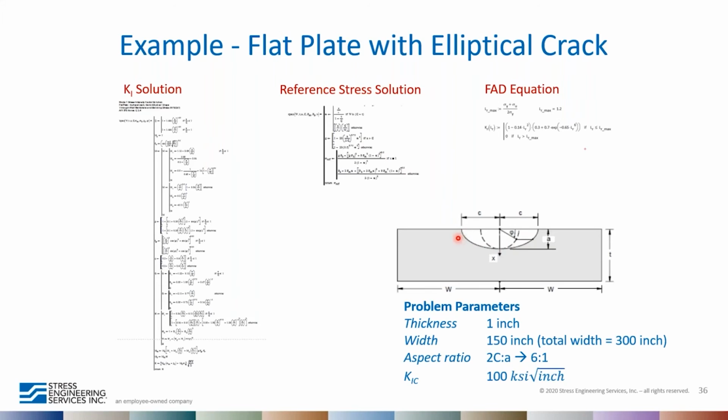So if we look at a few problem parameters, we're considering a 1-inch thick plate. It's 150 inches in length or in width, just so that there are minimal edge effects on the crack. We selected an aspect ratio of 6 to 1 between the 2C and the A, and the critical stress intensity is 100 KSI root inch.